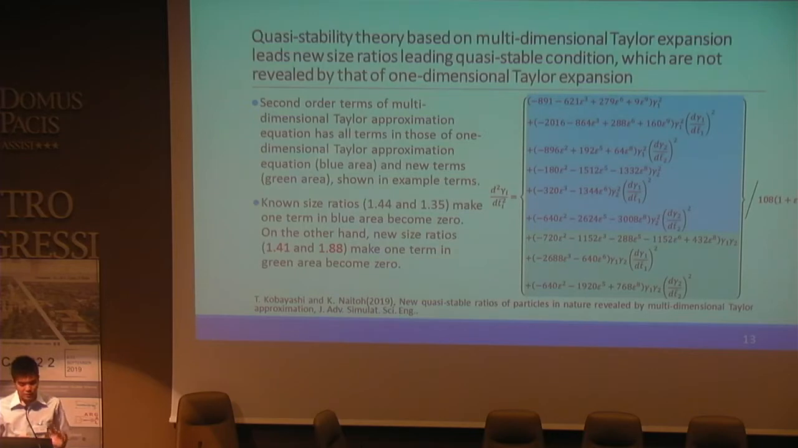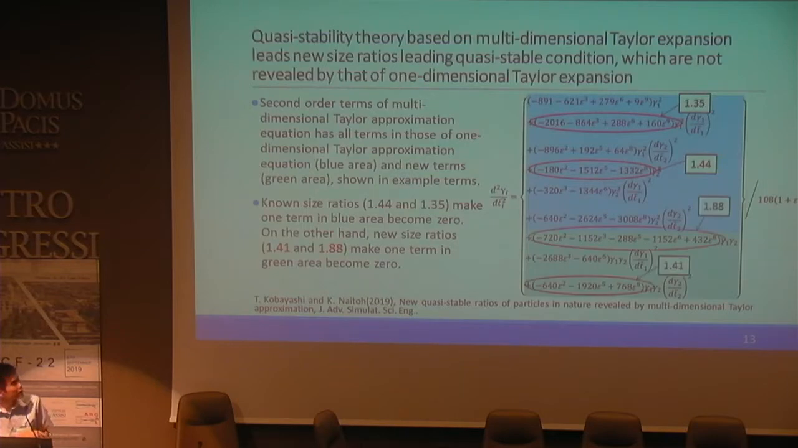Non-size ratios, for example 1.44 and 1.35, make one term in the blue area become 0. And on the other hand, new size ratios, for example 1.41 and 1.88, make one term in the green area become 0.